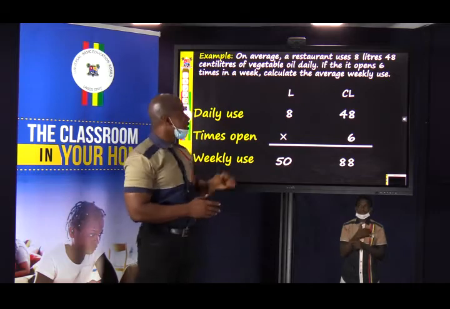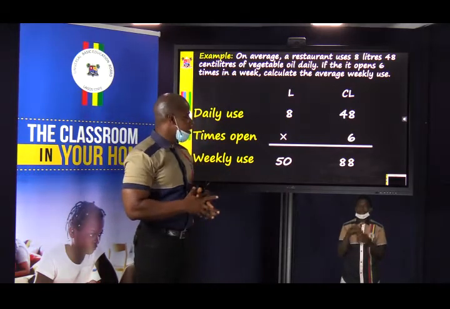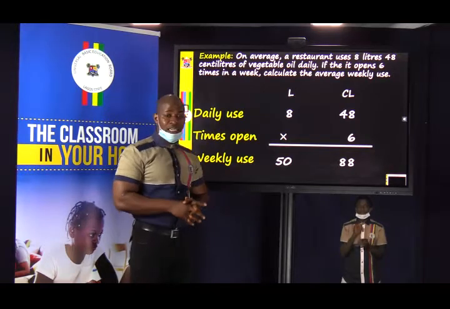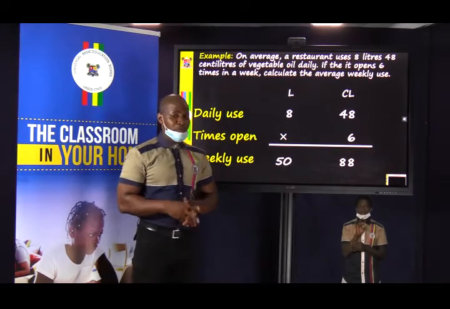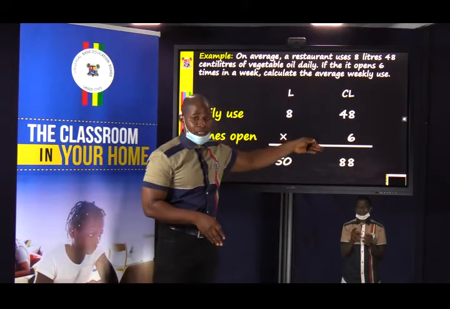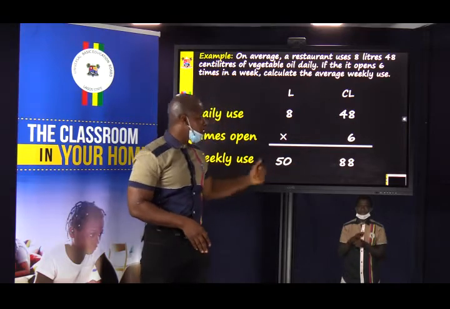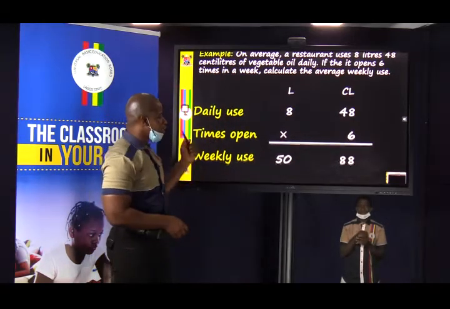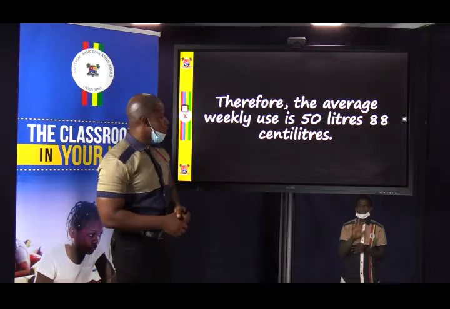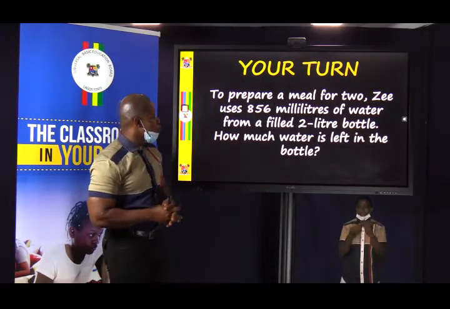And that means that the weekly use of oil in that restaurant is 50 liters, 88 centiliters. Must be a big restaurant. Okay, so just focus on what we have done. We multiply the centiliters, and then we multiply the liters, and then any spillover, we bring it here and add accordingly. Now, it is your turn.